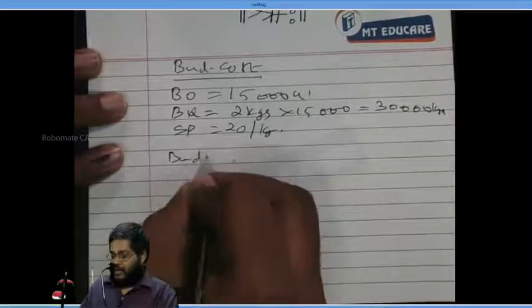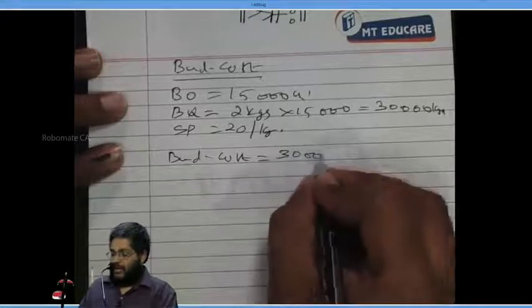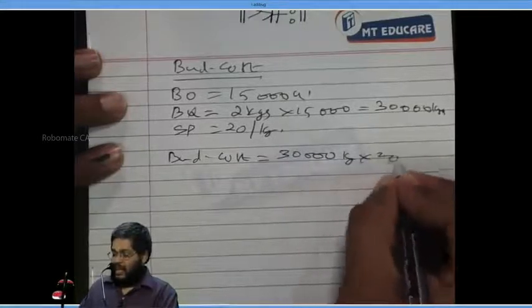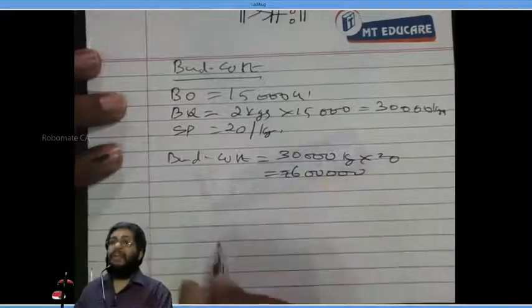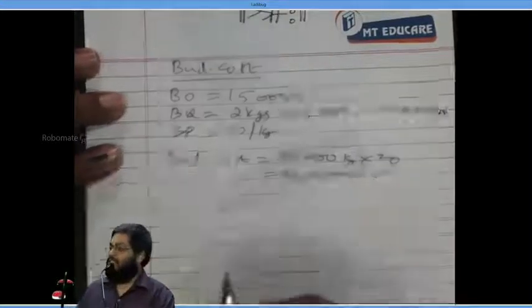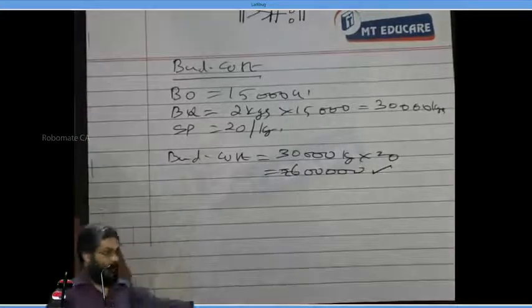Now I'll tell you. Budgeted cost is equal to what into what? 30,000 kgs into how much? 20. What is the budgeted cost? 6 lakhs. Okay. Now, somebody says the budgeted cost is 6 lakhs. The actual cost is only 5,50,000.